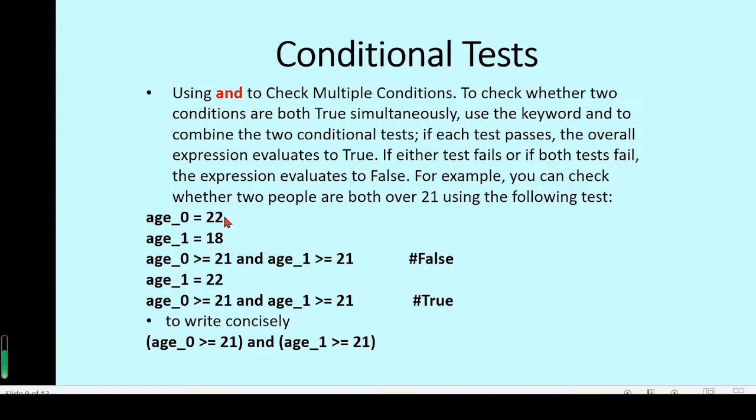So these two people have ages 22 and 18. We can test if this age is larger than or equal to 21 and this one is also older than 21. The result will be false because one is not larger than or equal to 21. But if we change the second one to 22, then we test again, then it will be true because both are older than 21. To write concisely, you can also add parentheses here, so it will be more clear.